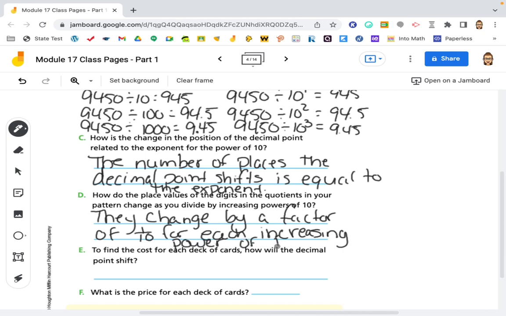So to find the cost for each deck of cards, how will the decimal point shift? Well, it will shift 3 places to the left. So what is the price for each deck of cards? It is $9.45.